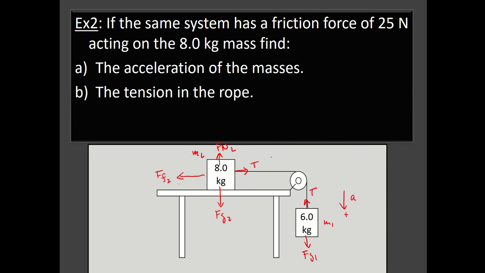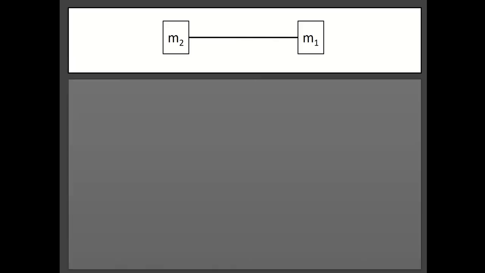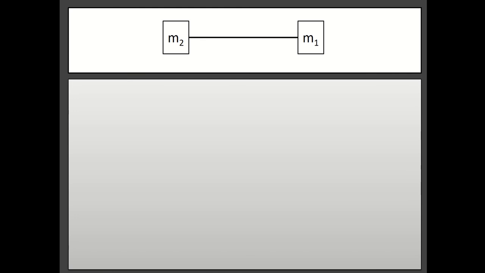So this is going to be positive, which means this way is going to be positive, right? So when I unfold this, it's going to be positive to the right. And let's see what happens. So again, let's take our masses, unfold it, redraw our forces.